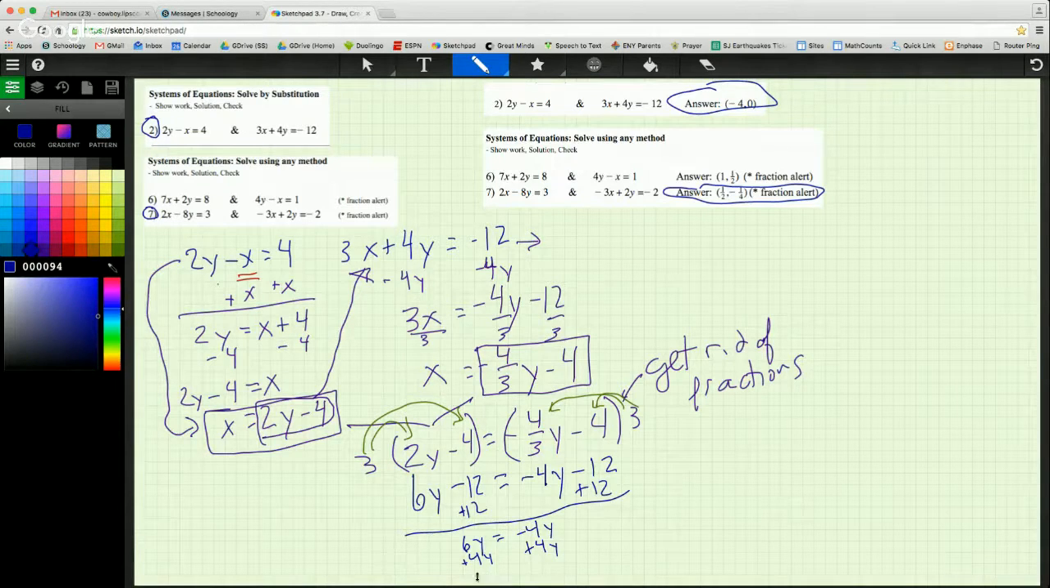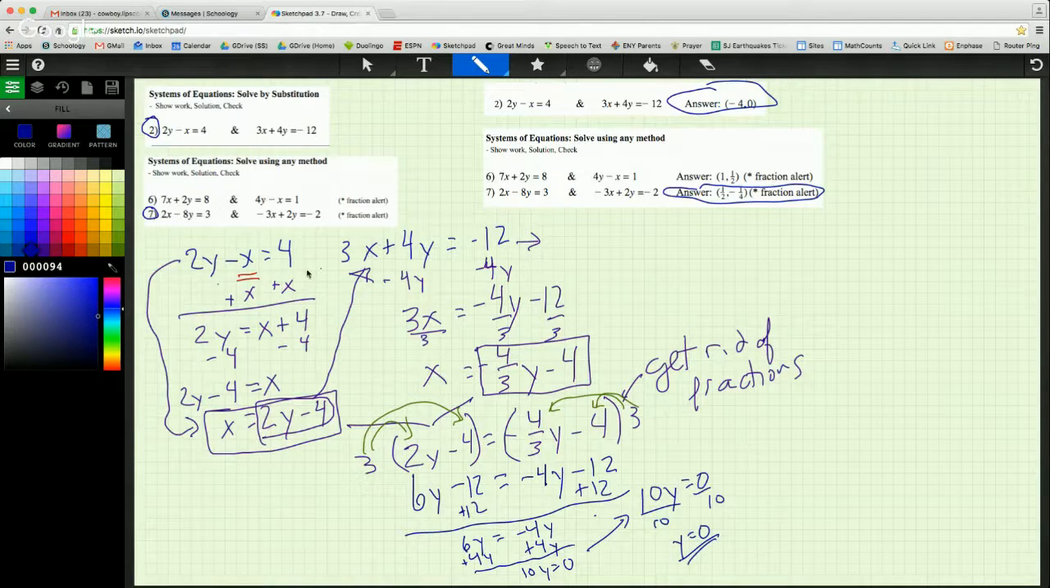And we get 10y equals 0. And if 10y equals 0, if we divide both sides by 10, we get y equals 0. All right, now we're looking good.